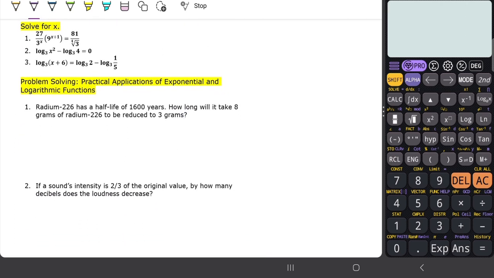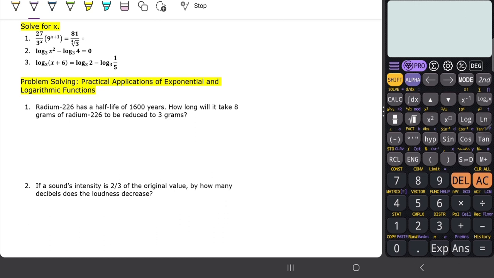Next problem set. So, magsosolve na tayo ng values of x given our exponential and logarithmic equations. So, for number 1, 27 divided by 3 raised to x multiplied by 9 raised to x plus 1 is equal to 81 all over the 4th root of 3. Now, as you can see, marami tayong bases dito. So, 27, 3, 9, 81, and 3. So, ang common sa mga numbers na yon ay all of those numbers can be written as base 3.